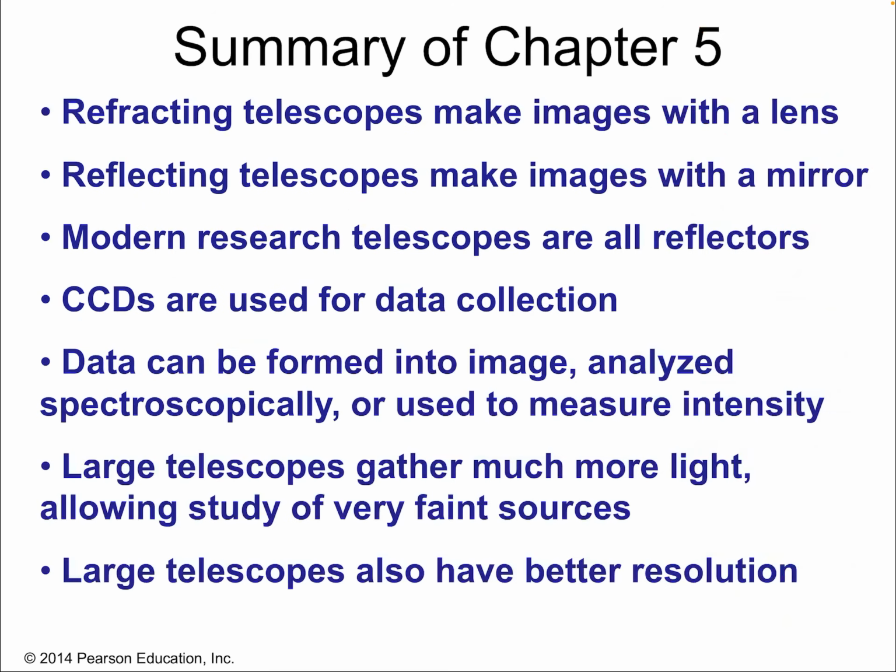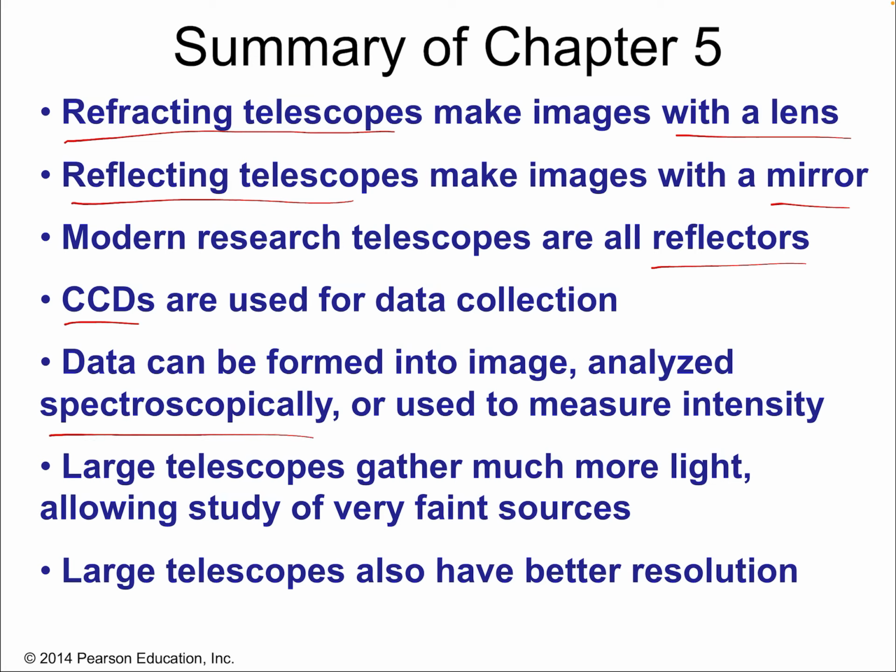So in summary, refracting telescopes make images with lenses. Those are fine for hobby telescopes and small telescopes. All major scientific telescopes are reflecting telescopes that use mirrors. Modern research telescopes are all reflectors. CCDs are essentially digital camera sensors. Data can be formed into images, analyzed spectroscopically, right, and calculated and filtered with computers. Large telescopes gather much more light, allowing the study of very faint sources.